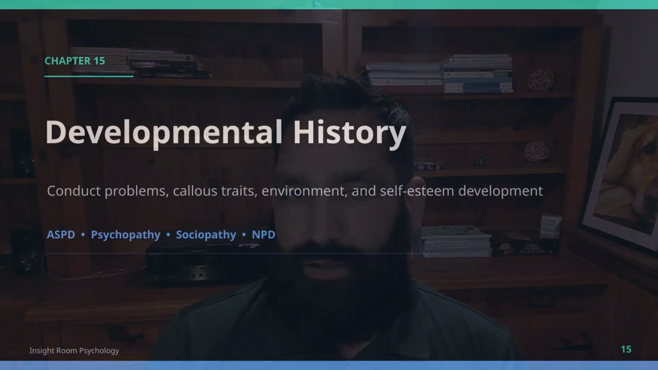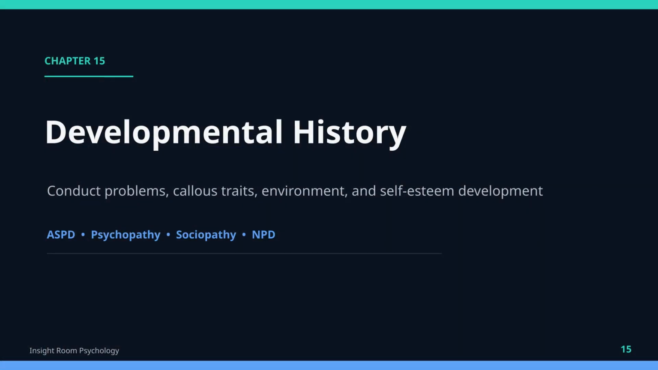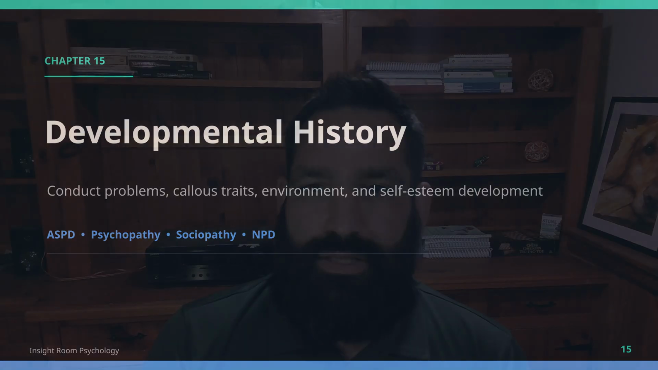Chapter 15, Developmental History. Developmental history matters because these patterns do not appear out of nowhere in adulthood. With ASPD, the developmental requirement is especially important. ASPD requires an individual to be at least 18 and to have evidence of conduct disorder before age 15. This is one reason you cannot diagnose ASPD just because an adult is cruel, manipulative, or irresponsible. There has to be a broader developmental pattern.